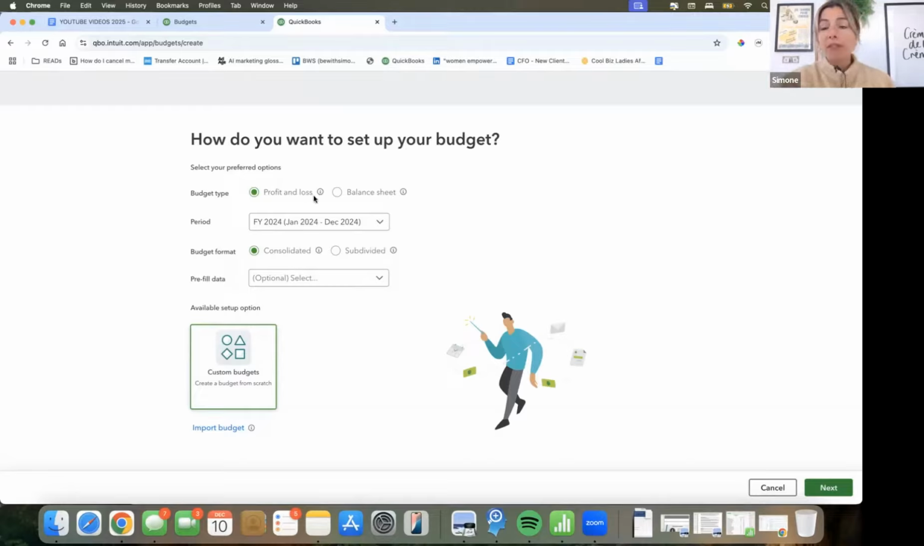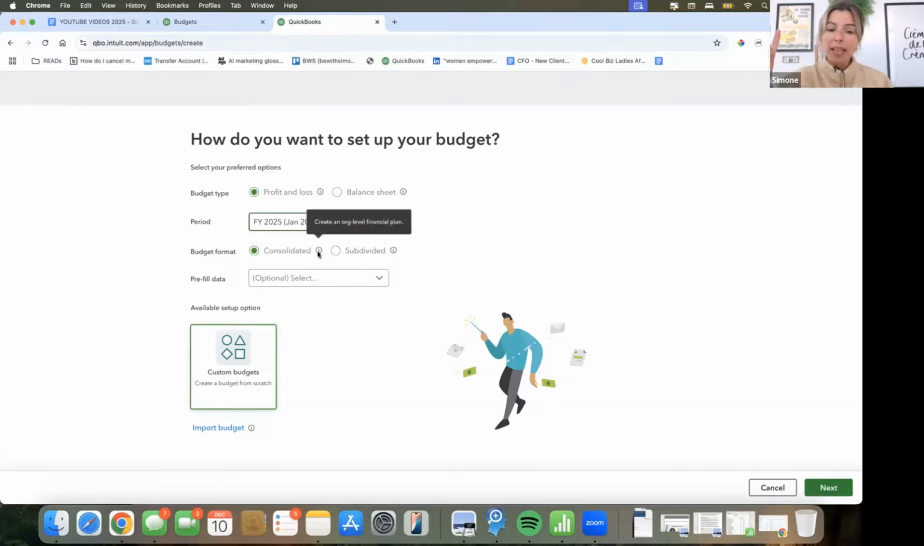So budget type, profit and loss is great, but that is like level 20 in terms of getting clear, right? So if you're watching this video, we don't do balance sheet. We're going to do profit and loss. Let's nail that. Profit and loss versus the balance sheet. Check out some other videos if you're curious about the two. The period is going to be from January to December 2025. This matches the calendar year.